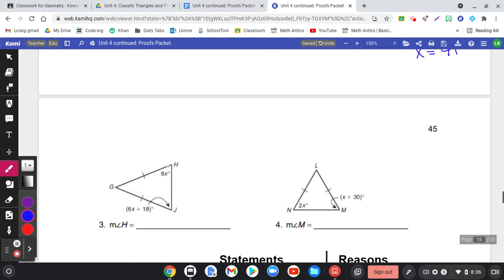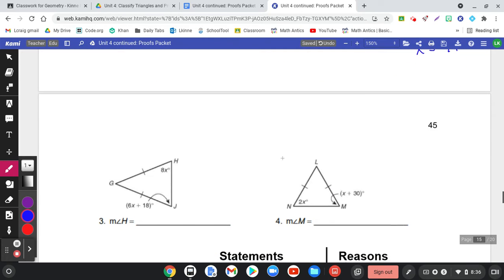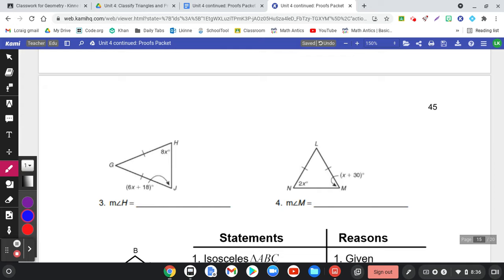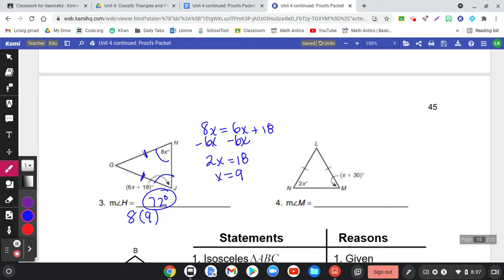Okay. Same is true if they're variables, just like that first example we did. So 8x is the same as 6x plus 18. Because again, those are the base angles there across from those two sides. So we'll subtract 6x. 2x equals 18. So x equals 9. If I want to find the measure of angle H, I'm going to do 8 times x, which is 9, 72 degrees.